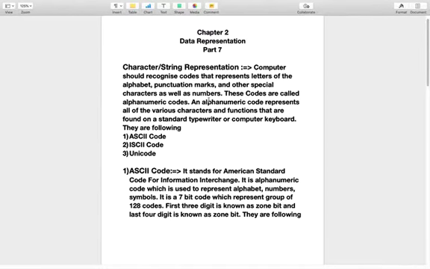So generally whatever we type, a computer does not understand. To understand this, we need different types of code which can represent letters, alphabets or numbers. These are called alphanumeric codes. An alphanumeric code represents all of the various characters and functions that are found on a standard typewriter or computer keyboard. Generally these kinds of code are of three types: ASCII code, ISCII code and Unicode.